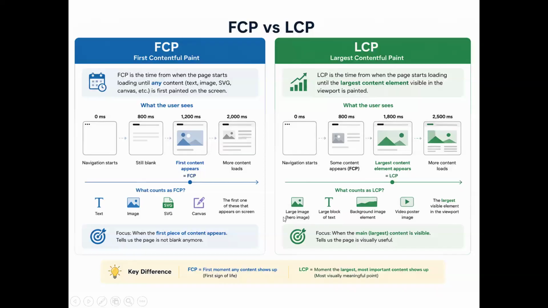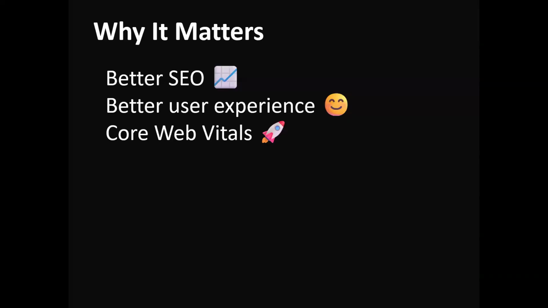So what is counted as LCP? A large image, hero image, a large block of text, background image element, or video poster image. Whenever the largest visible element is visible to you in the viewport, that is your LCP. So FCP is the first moment any content shows up, and LCP is the moment the largest or most important content shows up. So why does it matter? First, these two are Core Web Vitals, given by Google. If these are optimized, your website is good.